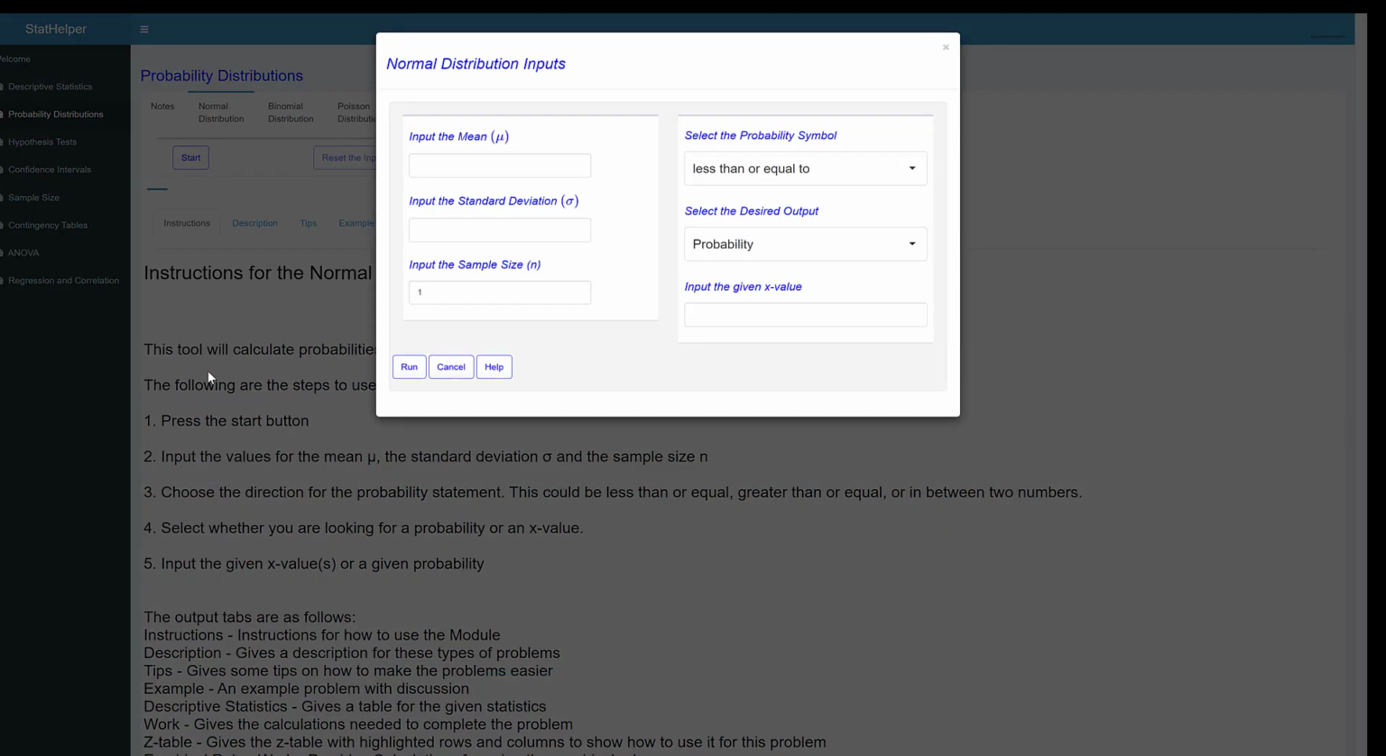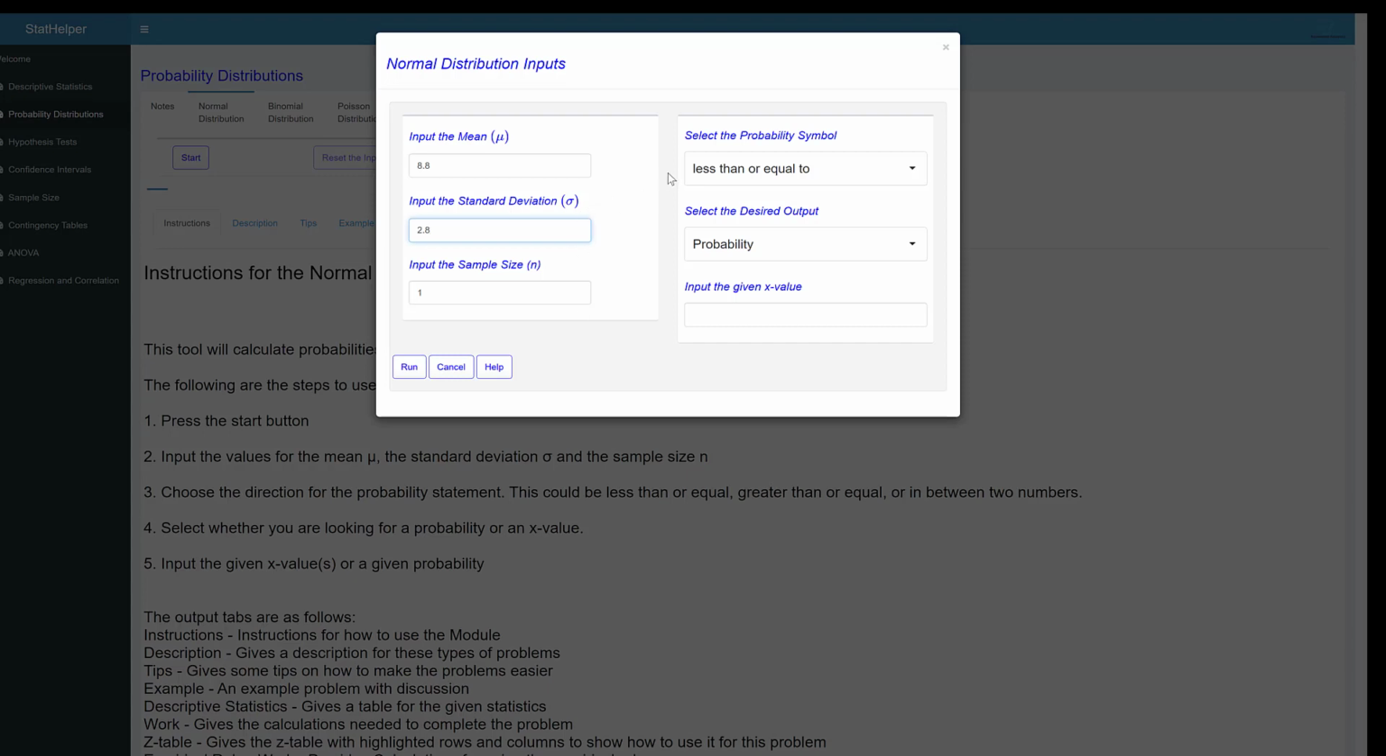Here is where you're going to put in all your information. The first thing we're going to put in is the mean, which in this case was 8.8. Now we're going to put in the standard deviation, which was 2.8. Since we're dealing with a single diameter, a single measurement or a single observation, the sample size here will be 1.